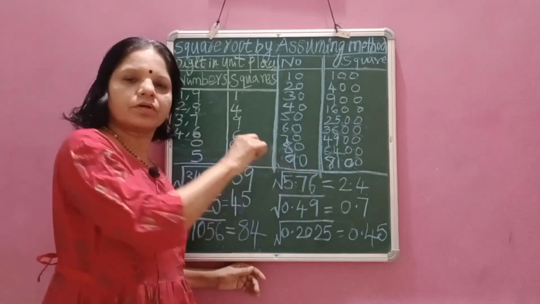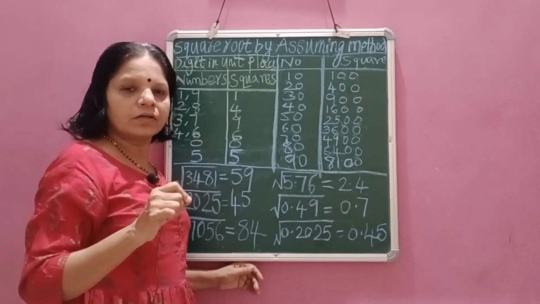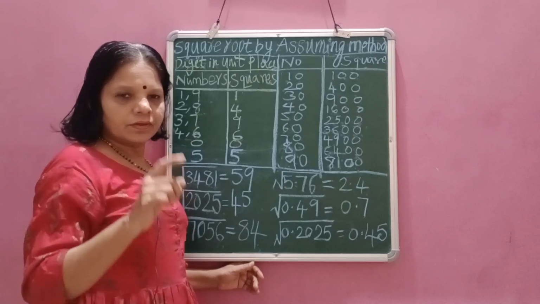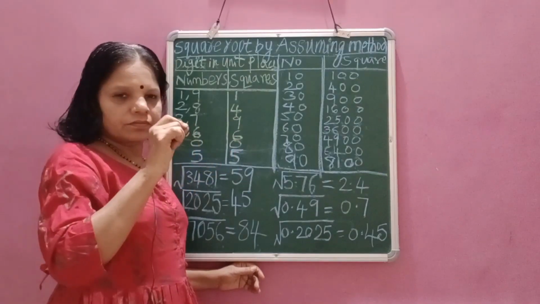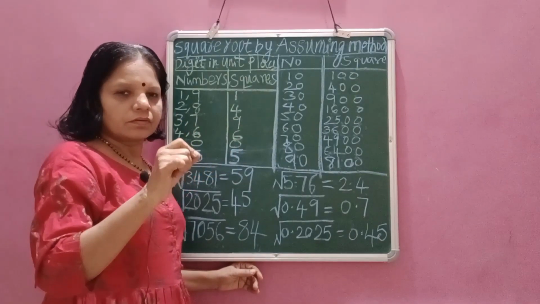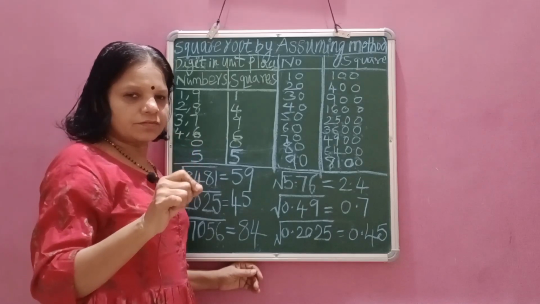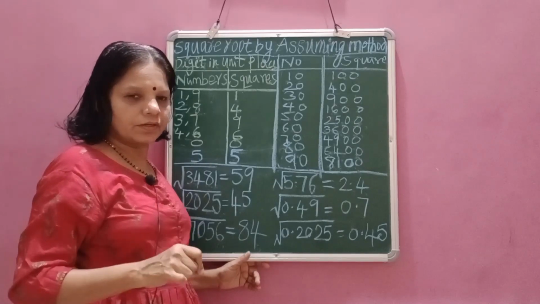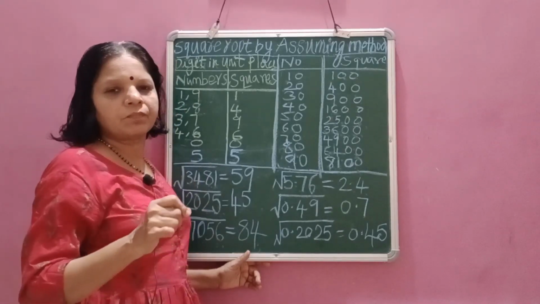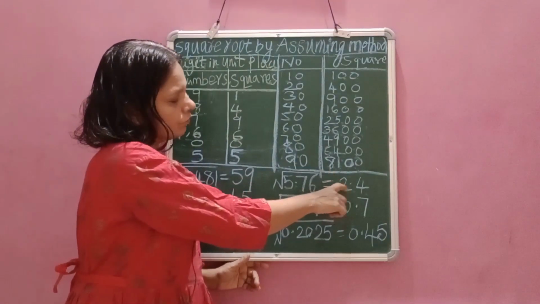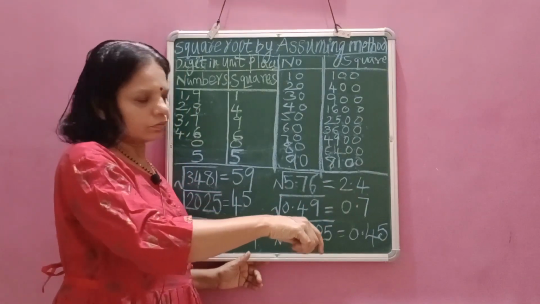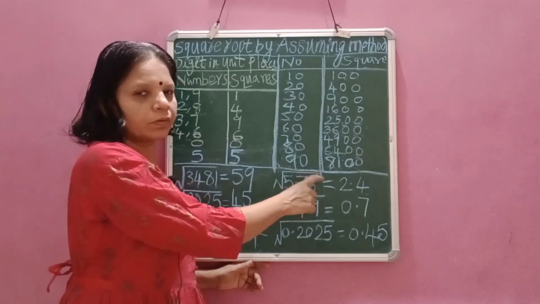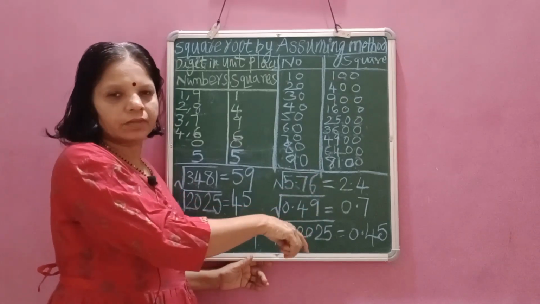So 2.4 into 2.4, you studied multiplication of decimal numbers. If there is one digit after the decimal point in the first number and one digit after the decimal point in the second number, then there are two digits after the decimal point in the product. So 2.4 into 2.4, find the product and put the decimal point in the proper place. There should be two digits after the decimal.